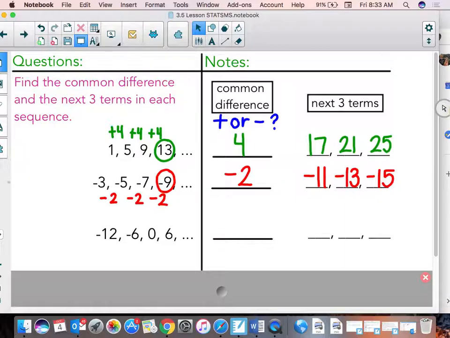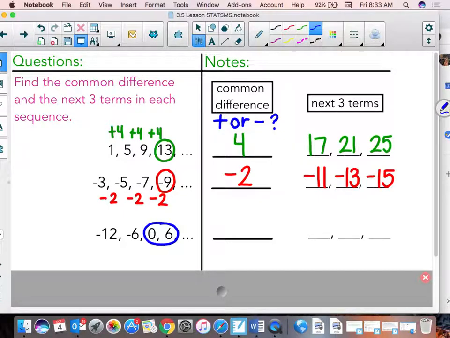All right, negative 12, negative 6, 0, 6. Those numbers are getting bigger. So that means I must be adding something. Sometimes it can be easy to look at the positives and ignore the negatives to figure out what you are adding or subtracting. So to go from 0 to 6, I am adding 6. And let's see if that makes sense. Negative 6 to 0, I am adding 6. Negative 12 to negative 6, I am adding 6.